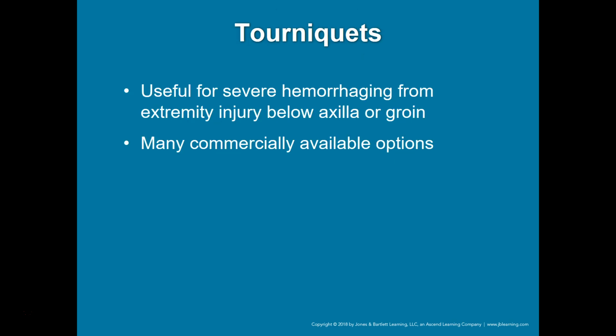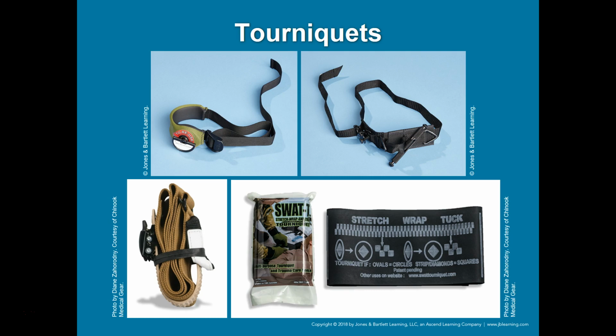Tourniquets. It's useful for severe hemorrhaging from an extremity injury below the axilla or groin, and there's many options available, as you see here. Tourniquets are a last resort, but just because they're a last resort, that doesn't mean they shouldn't be used. If you come upon a patient and you've applied that direct pressure, you've applied the pressure dressing, you've applied more pressure dressing, you could have possibly elevated. There's nothing you're able to do to stop that external bleed. Well, then you have to apply a tourniquet. You have to stop that bleed. There is no option.